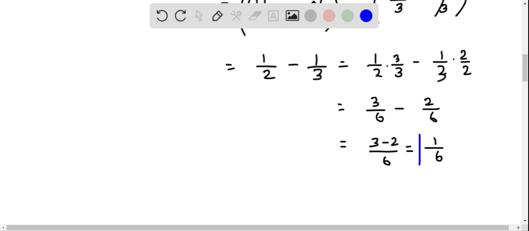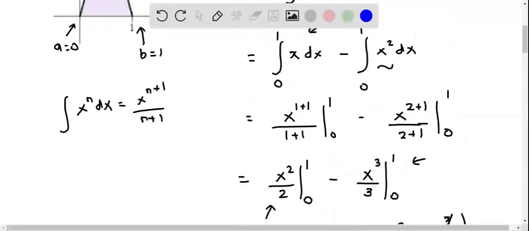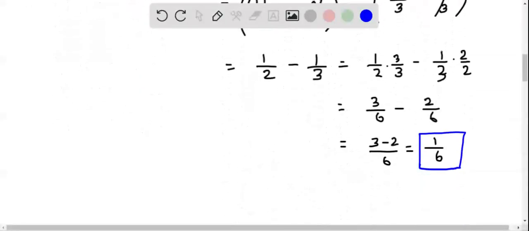So this is the area under the curve of the given equation, that is 1/6.